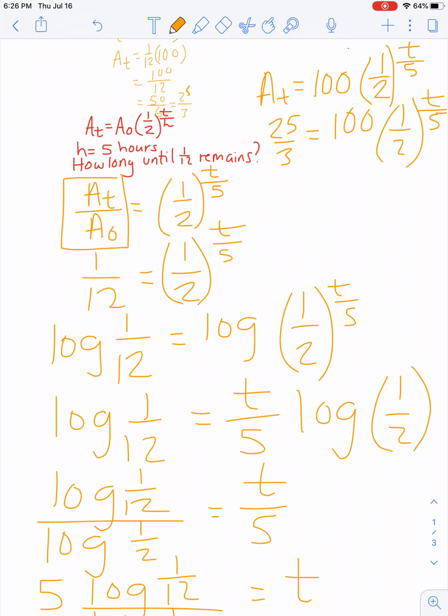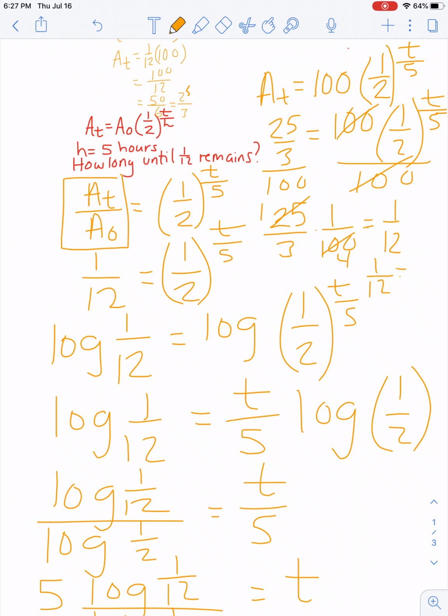I can divide both sides by 100. So I end up with 25 over 3 times 1 over 100. And 100 divided by 25 is 4. 25 divided by 25 is 1. So that gives us 1/12 on that side. So 1/12 equals (1/2)^(t/5).